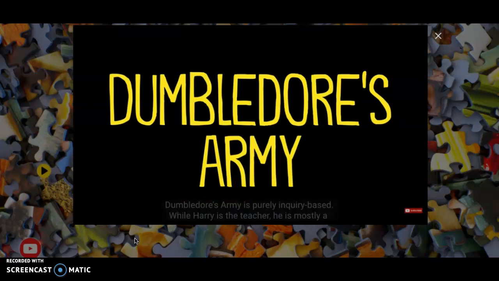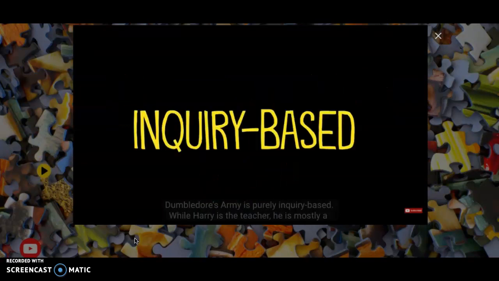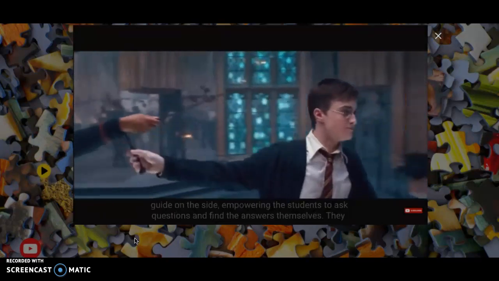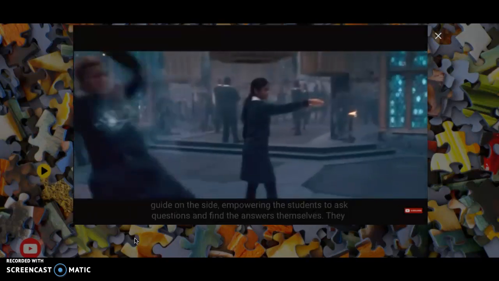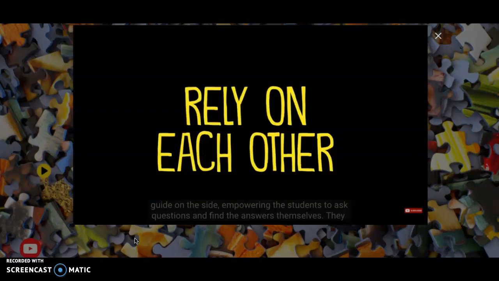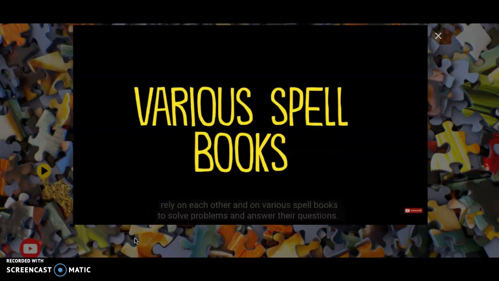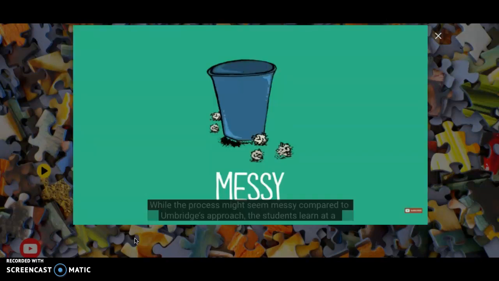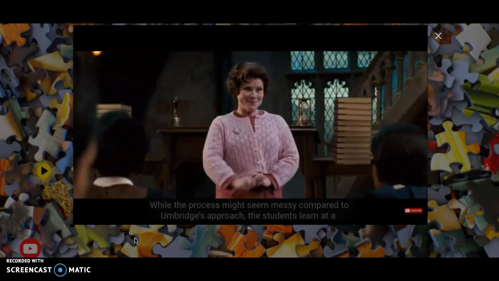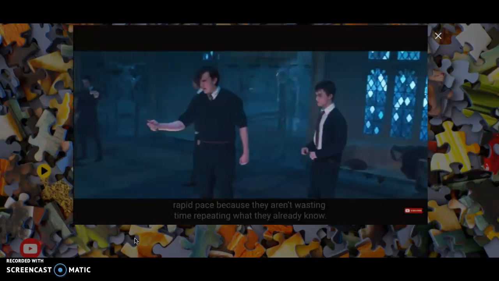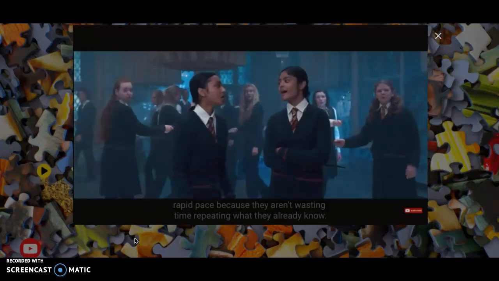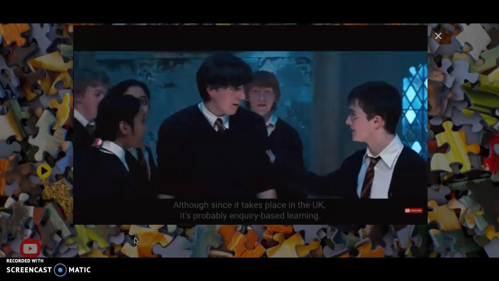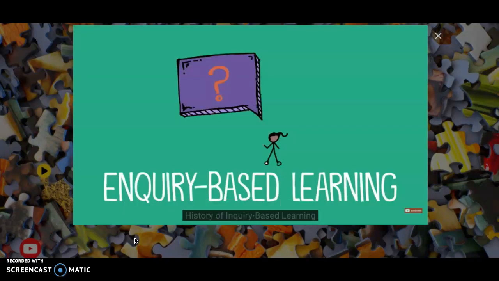Now, Dumbledore's Army is purely inquiry-based. While Harry is the teacher, he is mostly the guide on the side, empowering students to ask questions and find the answers themselves. They rely on each other and on various spell books to solve problems and answer their questions. It is a space of experimentation. And while the process might seem messy compared to Umbridge's standardized approach, the students learn at a rapid pace because they aren't wasting their time repeating what they already know. This is an example of inquiry-based learning, although since it takes place in the UK, it's probably inquiry-based learning. I don't really know.